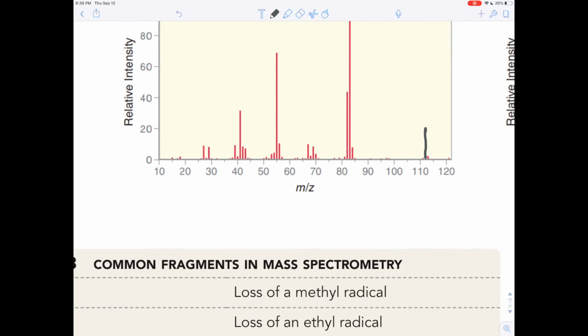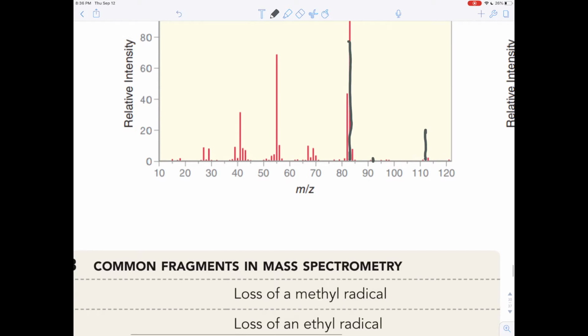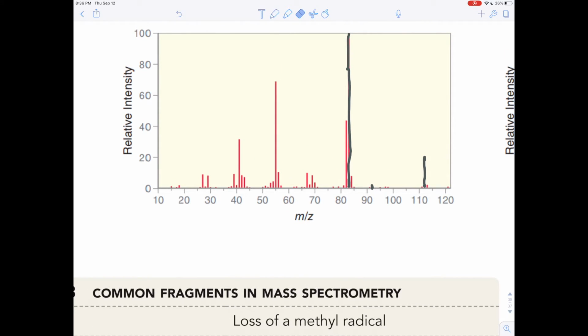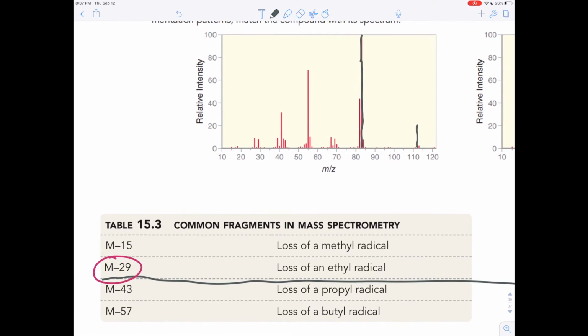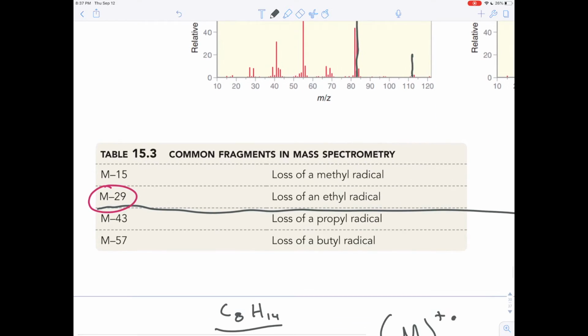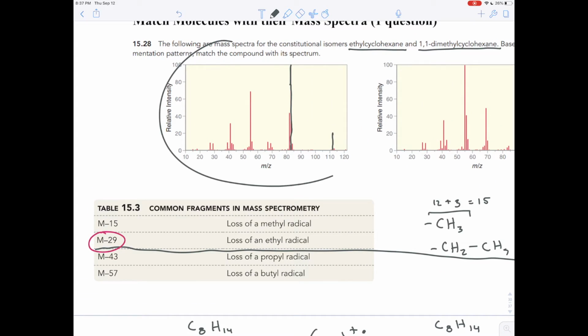20 mass units lower than that would be 92, something like right here. That's 20. And then another 9 would be around 83. So that would be right here. And you notice we have a big peak there. So this left spectrum has an M minus 29 peak. So whatever that molecule is, it has an ethyl branch somewhere. That's what's causing this new peak.